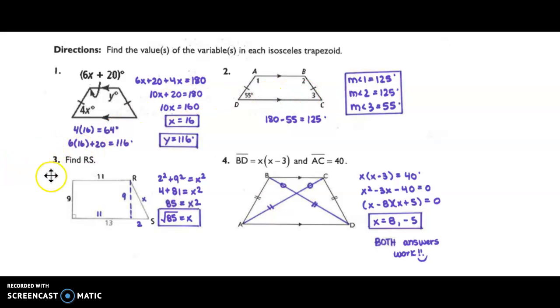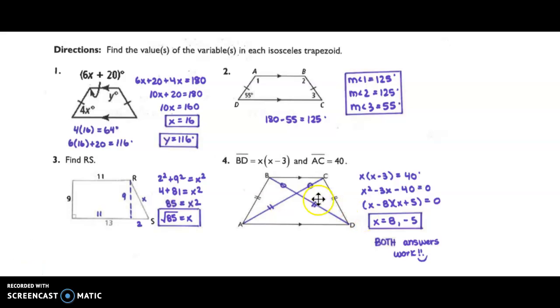For number 3, this is one of those problems where you can draw in an altitude. It's going to be 90 degrees. And so therefore, if you know this is 13, and if this is 11, then you know this is 11. That's how we know this is 2. And since it creates a 90-degree angle here, we can use the Pythagorean theorem to solve for RS. That's the hypotenuse here.